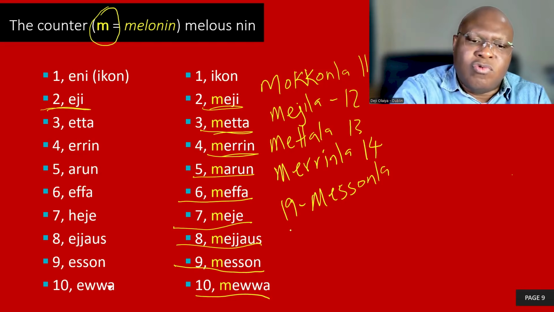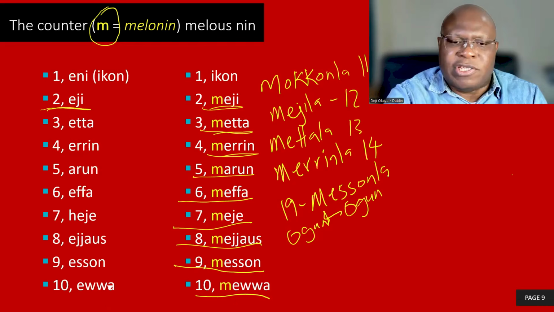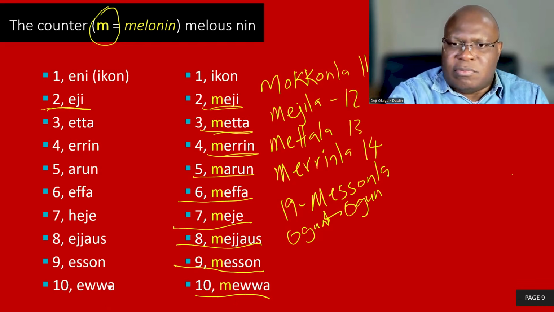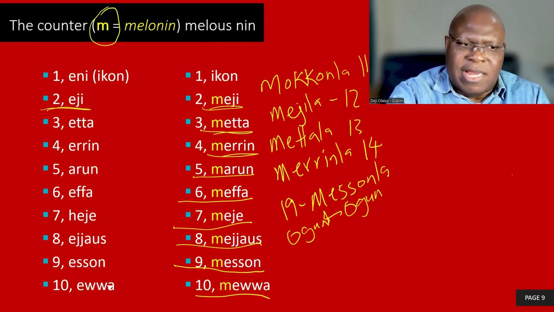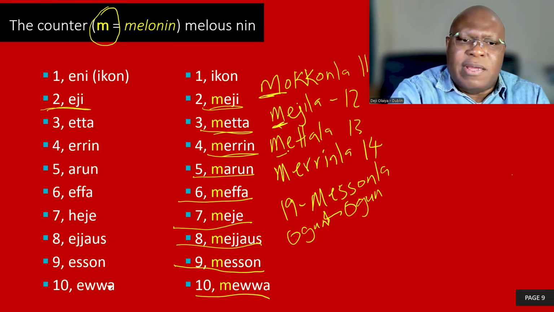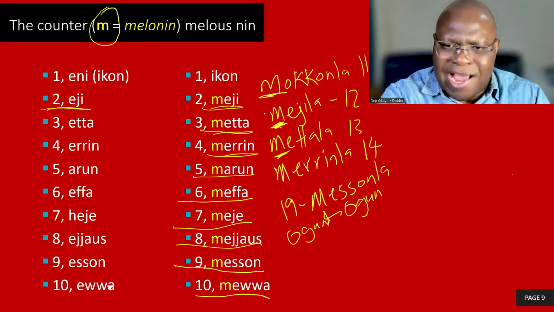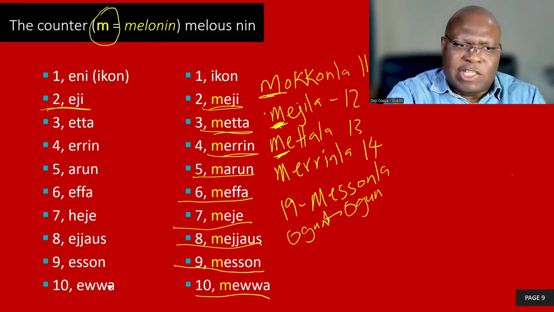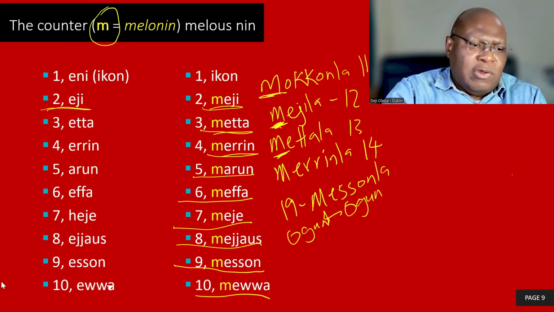But when you get to ogún, you just say ogún. There's no M there. Just say ogún, ọgbọ̀n. Like that. But anything between 1 to 20, or 1 to 19, you use the melanin. That's the way that is used. So let's go to the next slide.